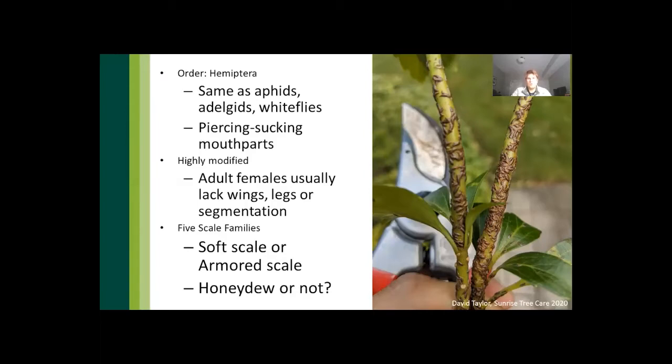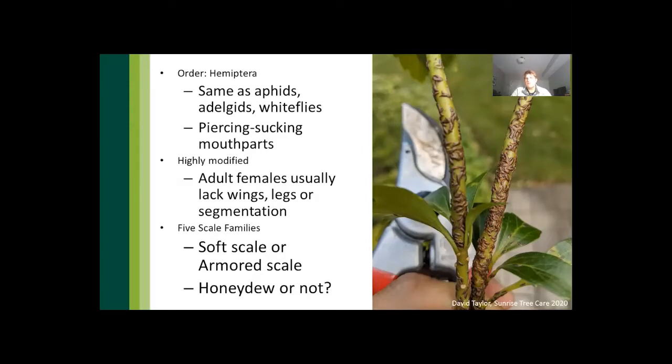You'll notice there's all different physiologies of scale insects. Some are cottony, some are armored, some look kind of like a clam shell. But what really brings them all together is the adult females usually lack wings, legs, or segmentation.